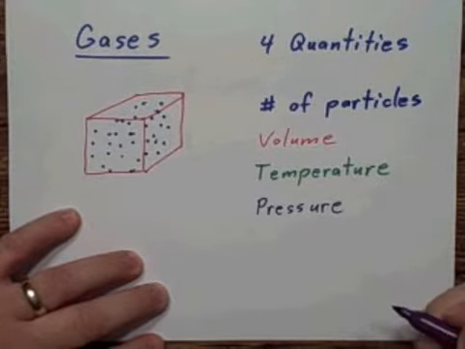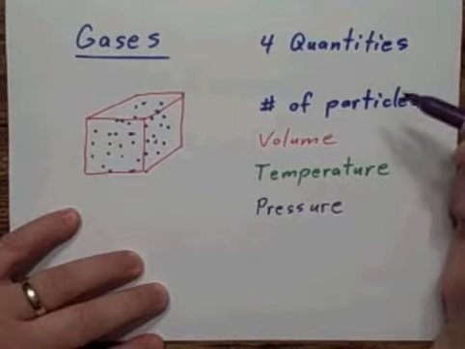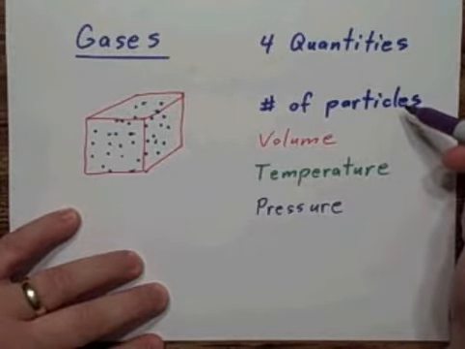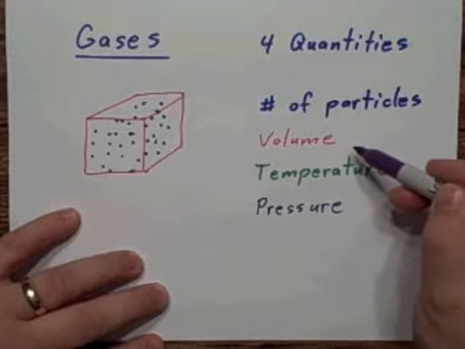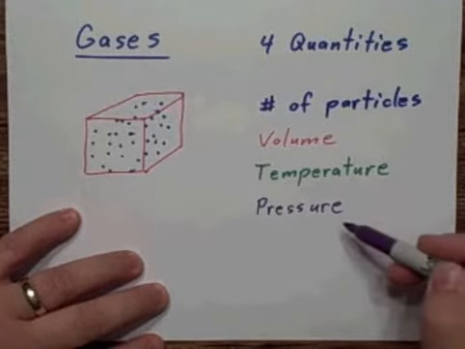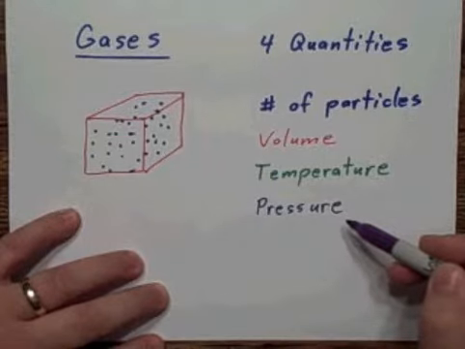And so altogether, we have 4 quantities that you need to totally describe a gas. You need to know how many particles are in the gas. You need to know the volume of the container. You need to know the temperature of the gas. And you need to know the pressure of the gas.